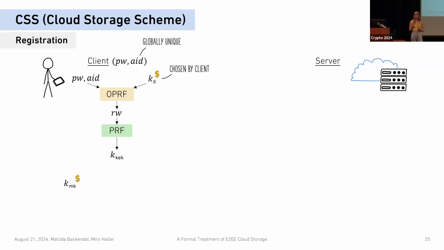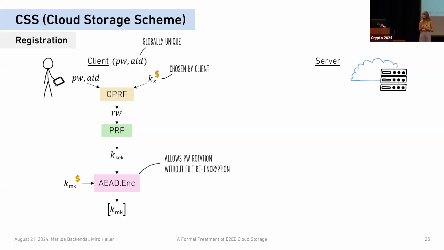It then samples a uniformly random master key and encrypts this using the KEK to produce the master key envelope. And this key wrapping is done to allow password updates without re-encrypting the file tree, as Miro was saying before. Finally, the client sends the account ID, the server's OPRF key, and the master key envelope to the server for storage.